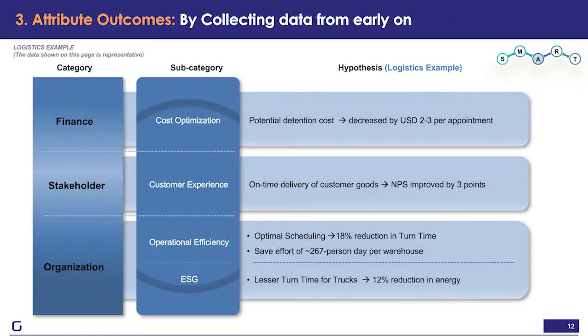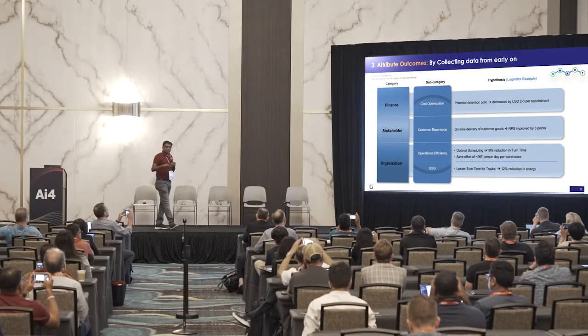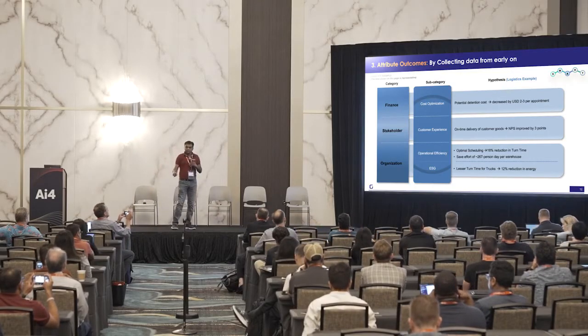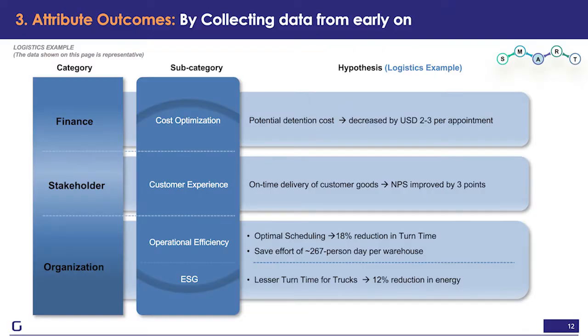So in this case, we are looking at what category, what metrics, and what data should I collect. From a finance standpoint, the cost optimization: we were collecting per appointment how much I'm saving, essentially. In this case, it's all notional numbers. So I had a very quantified, objective saving of around $2 to $3 per appointment. And I have an NPS, what am I improving with my customers? A score of X.